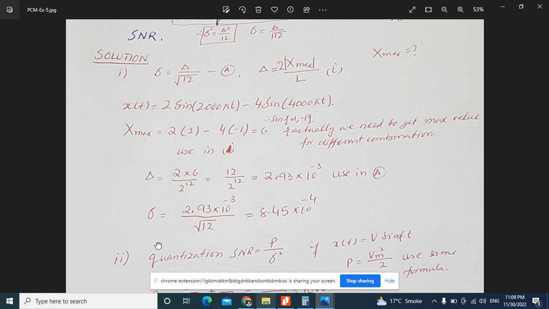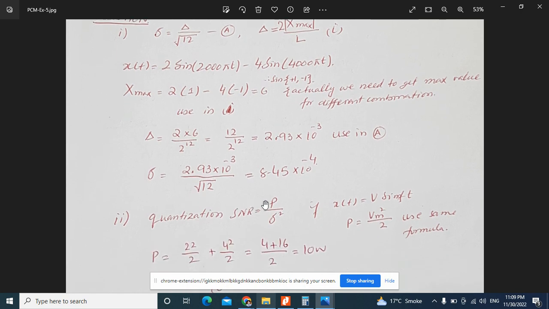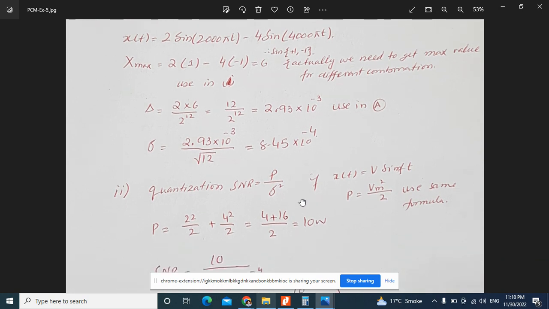The second question was quantization SNR, which is equal to input power divided by noise power. For input power, usually we can say the formula of the power is the peak amplitude square divided by 2. In the given question, the amplitude is 2, so 2 square by 2, and then 4 square by 2. Similarly, 2 square by 2 plus 4 square by 2, which is equal to 4 plus 16 by 2. The answer is 10 watt. So that is signal power.